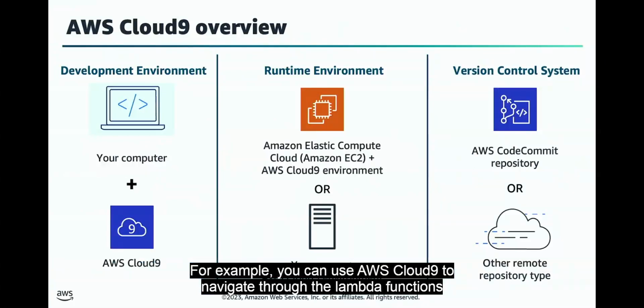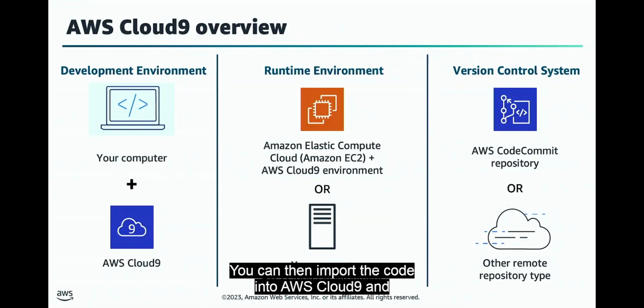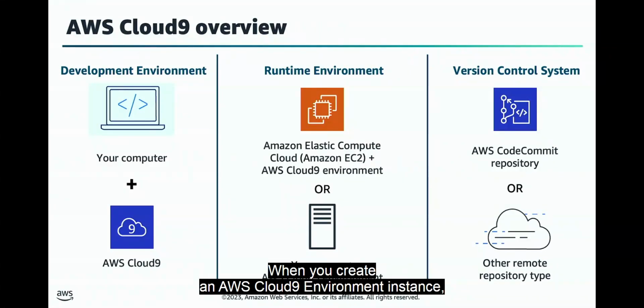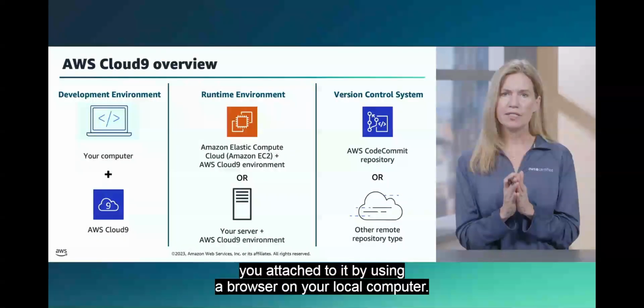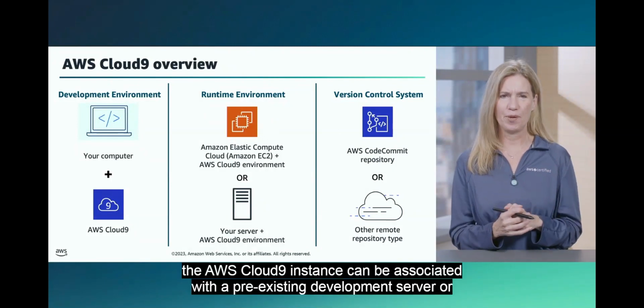When you create an AWS Cloud9 environment instance, you attach to it by using a browser on your local computer. During setup, the AWS Cloud9 instance can be associated with a pre-existing development server or with a new compute instance in Amazon Elastic Compute Cloud, or Amazon EC2. The server where your AWS Cloud9 instance runs is referred to as the environment where you'll develop code.